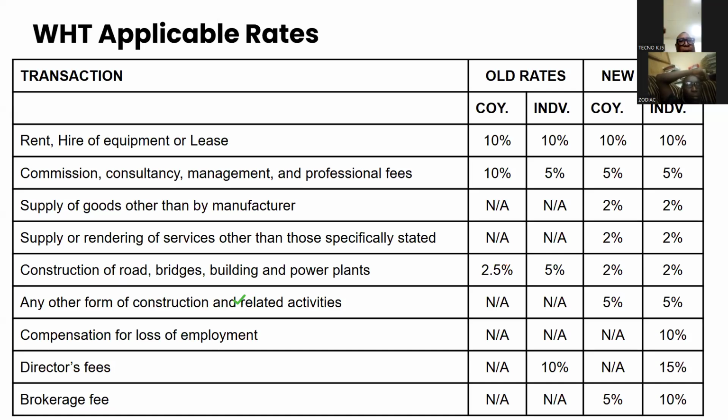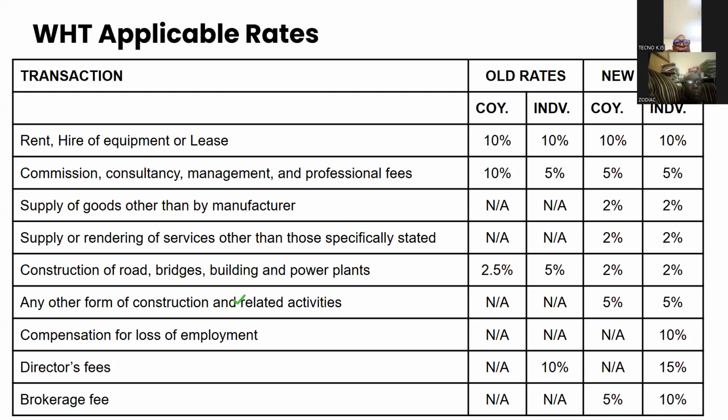Before, it was not applicable. So there was no express rate for it because of the ambiguity in the withholding tax before the regulation was issued. The construction of road, bridges, building, and power plants was 2.5% before for company, 5% for individual, but now it's 2% for company, 2% for individual. Then any form of construction and related activities, 5%. Before it was not applicable, but in the new rates, it's 5% both for company and individual.